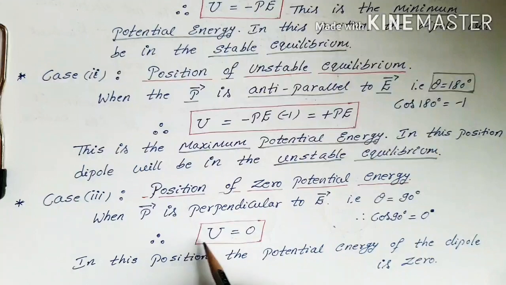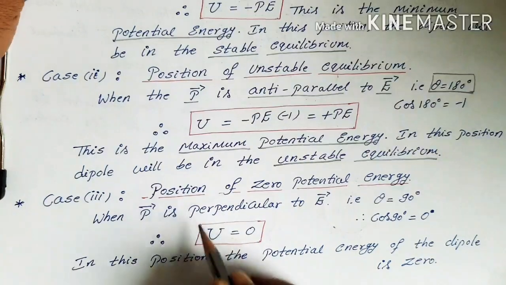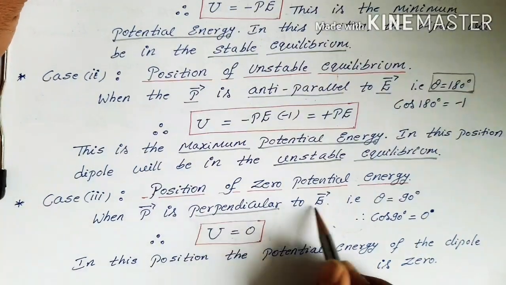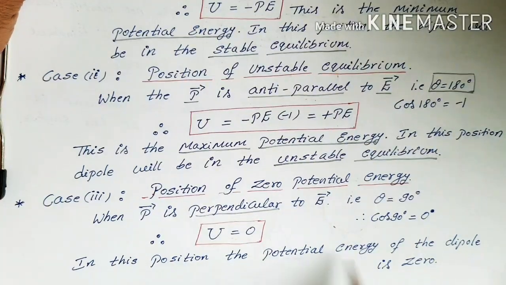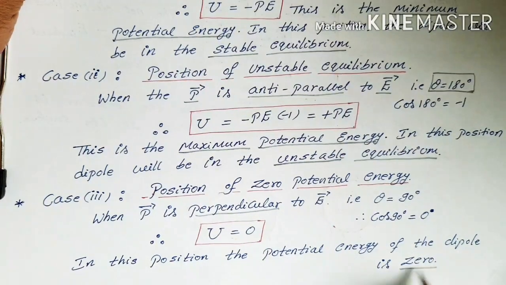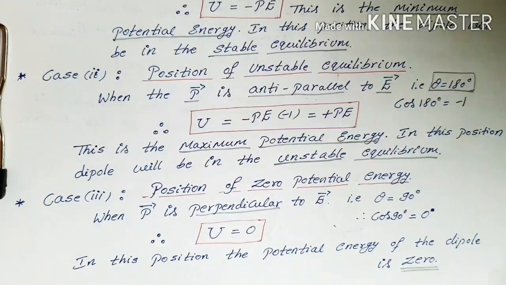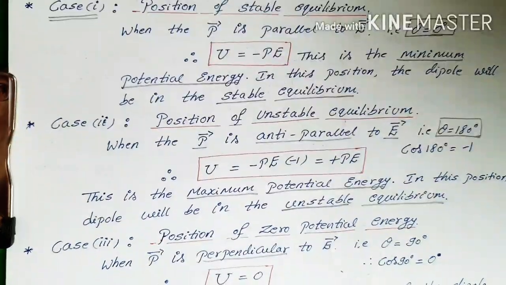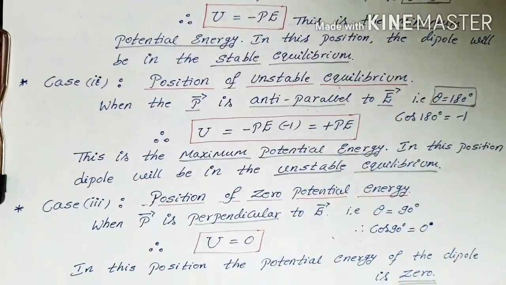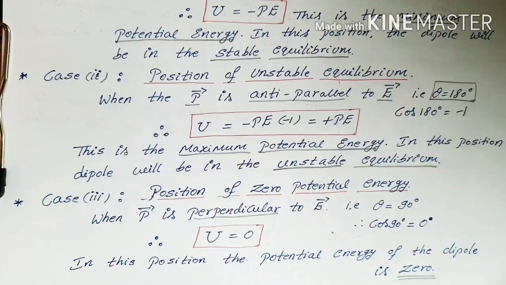So the potential energy becomes 0 when P is perpendicular to E. Theta is 90. In this position, the potential energy of the dipole is 0. Understood? We discussed the three cases: stable equilibrium, unstable equilibrium, and the zero potential energy position of the dipole.